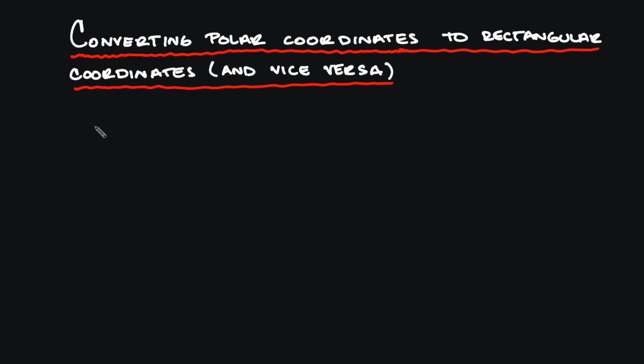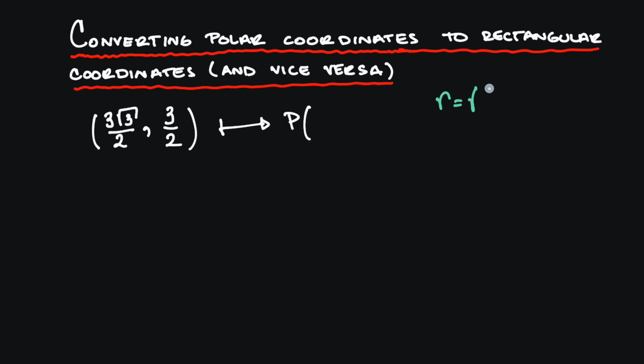So let's try to convert from rectangular coordinates 3 square root of 3 over 2 and 3 over 2 to polar coordinates. So we're looking for polar coordinates. Let's find r first. R is going to be equal to the square root of x to the power of 2, so 3 square root of 3 over 2 to the power of 2, plus y to the power of 2, so 3 over 2 to the power of 2.